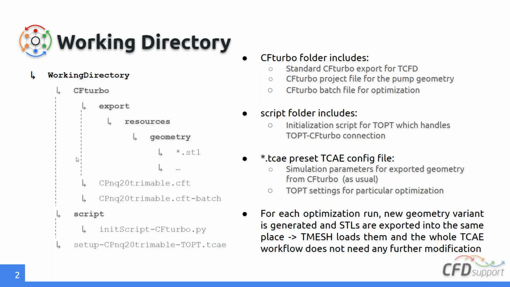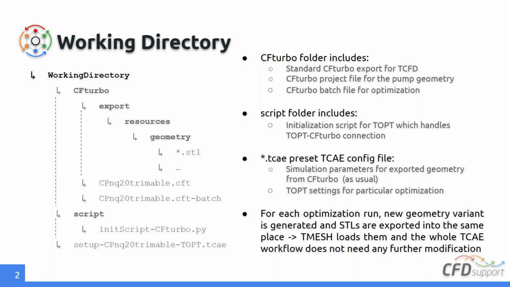So we create a kind of structure for which we then design the initial script, as we call it, which basically does the work of connecting the TOpt run with CFturbo. As an additional file, we have this init script, which I will describe on the next slides. And we have our TCAE configuration file, which holds all the setup from the TCAE point of view.